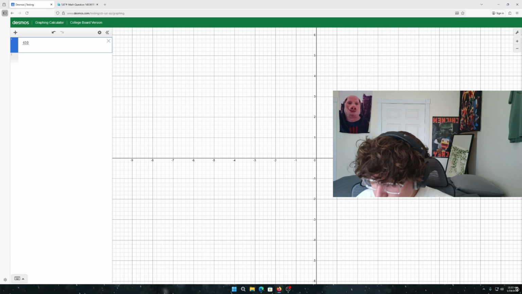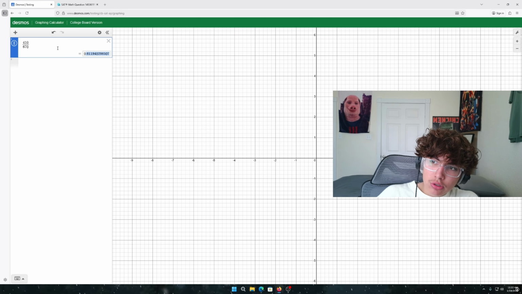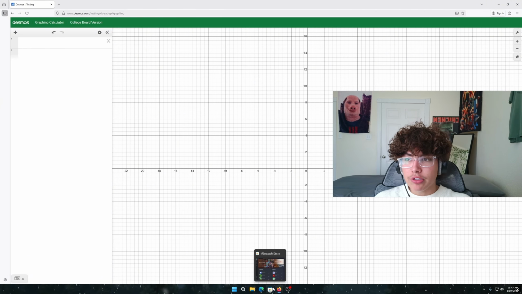Let's go over the basics of Desmos. Let me put a number in. Desmos can go from a fraction to decimals, or with this click of a button, it can go from fractions to the simplified version of that fraction. Wow.